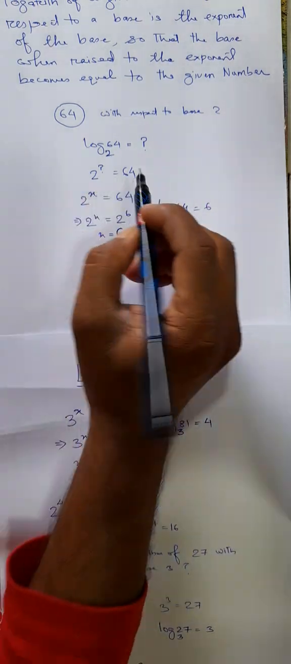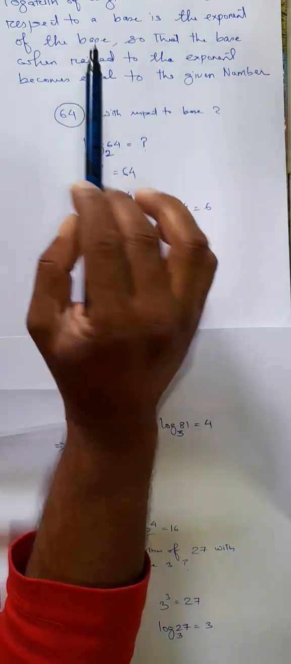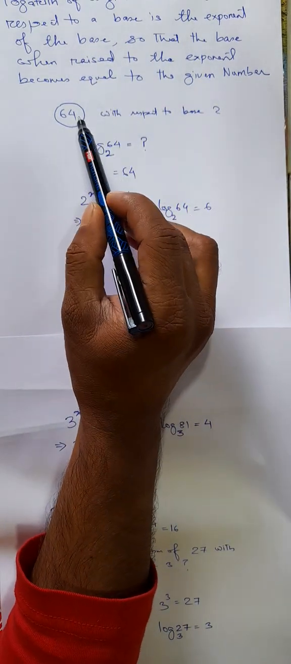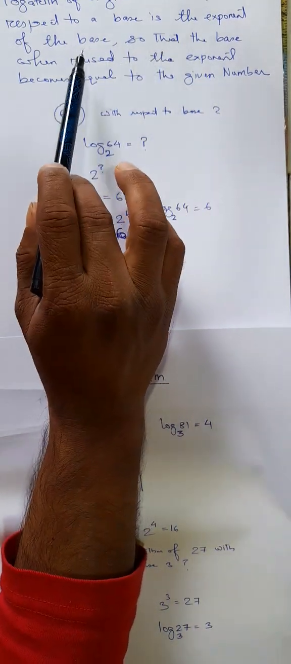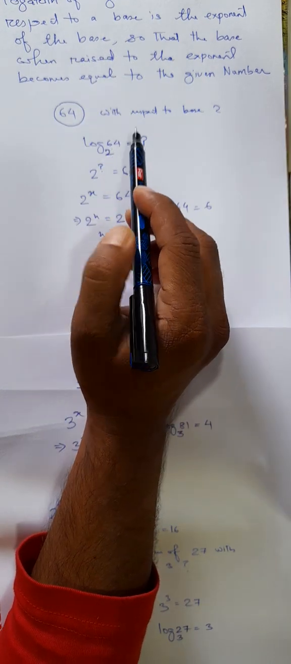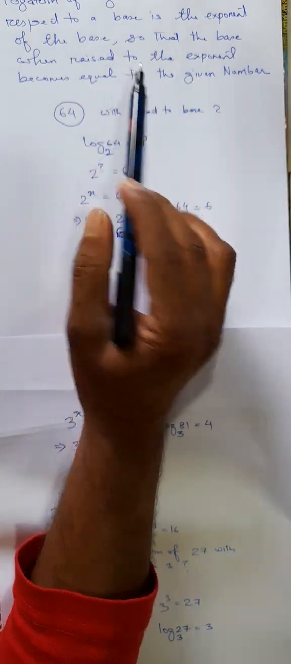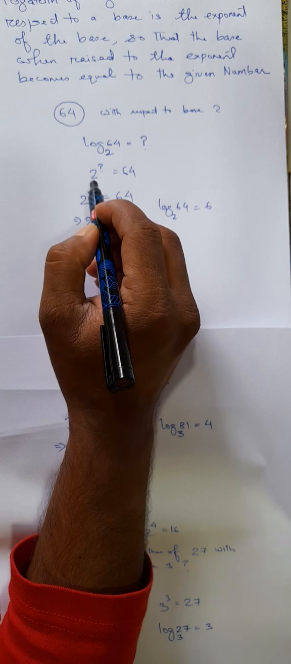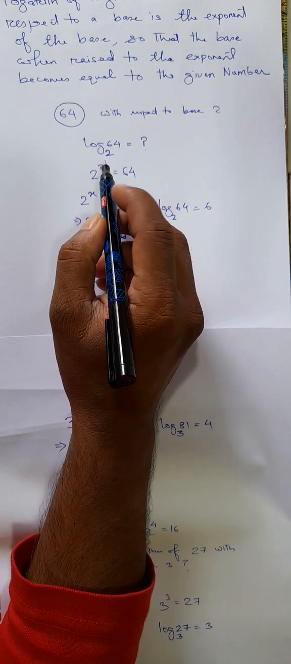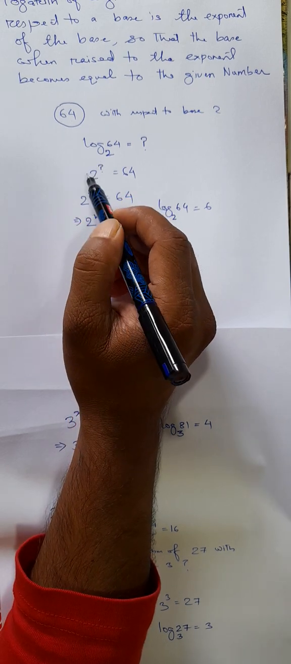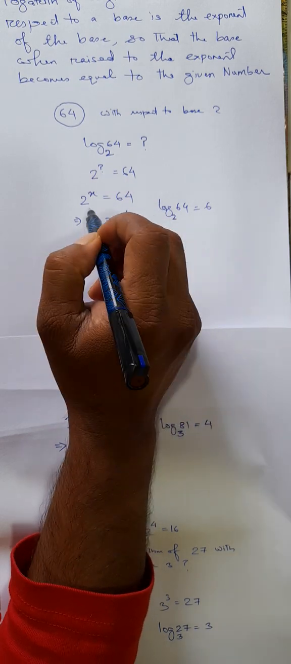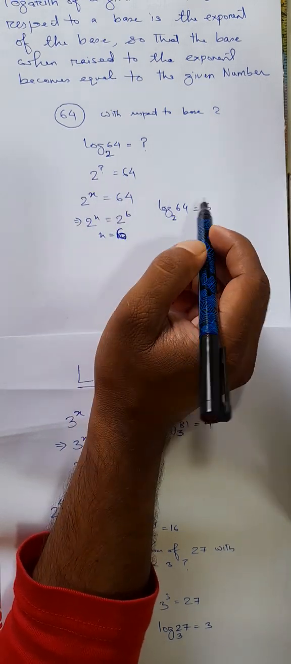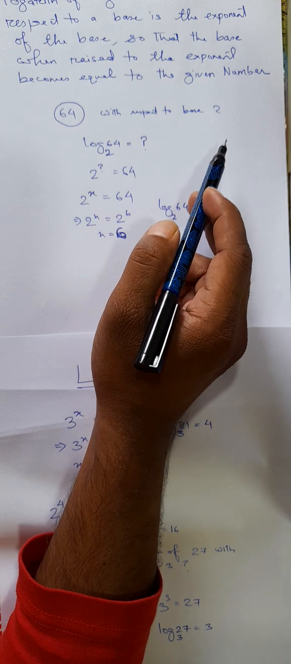So, what do we understand? Logarithm of a given number, here the given number is 64, with respect to a base, here 2, is the exponent of the base. Exponent of the base means exponent of 2. So that when the base is raised to the exponent, when 2 is raised to the exponent, it becomes equal to the given number.